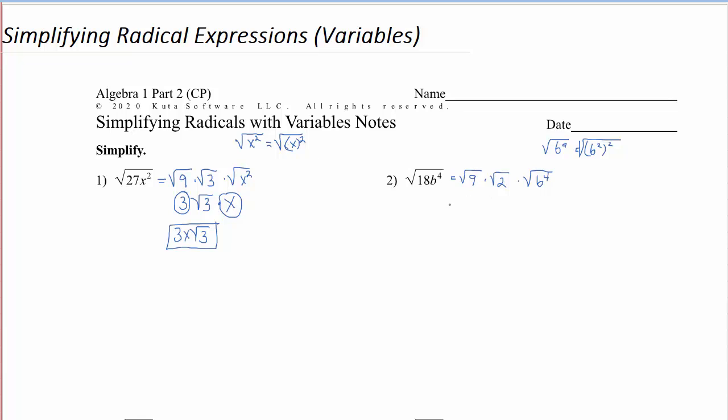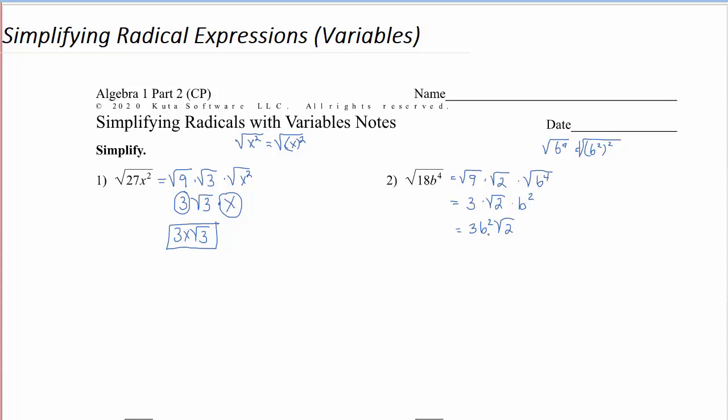So the square root of 9 is 3. We still have the square root of 2. Sadly, that has to stay inside the square root sign. And the square root of b to the fourth, remember, is what are we squaring to get b to the fourth? We're squaring b squared. So the square root of b to the fourth is b squared. So 3 times b squared is 3b squared. And we also have it times the square root of 2.